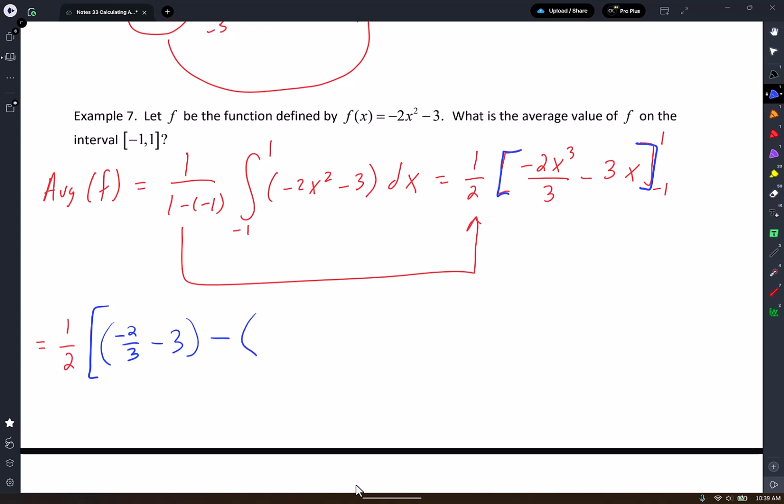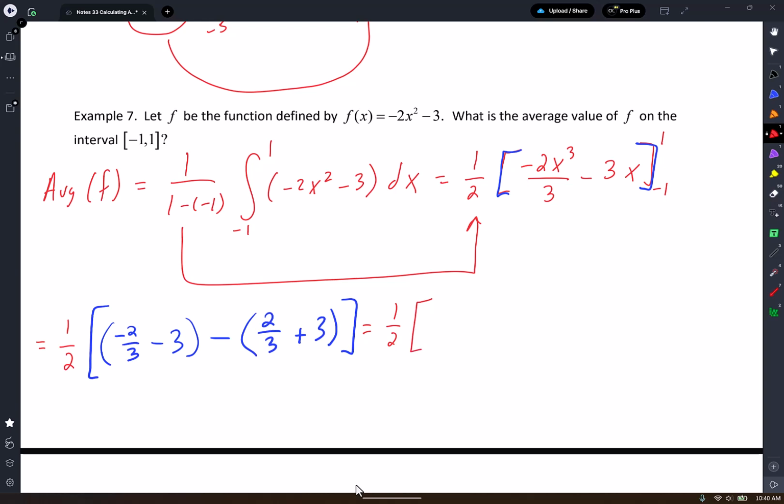Minus, open parenthesis, negative 1 to the 3rd, that's going to be a negative. Negative times a negative, so that's going to be a positive 2/3. And then negative 3 times negative 1, plus... Will we distribute that negative? Yes. Here we go. 1/2 bracket.